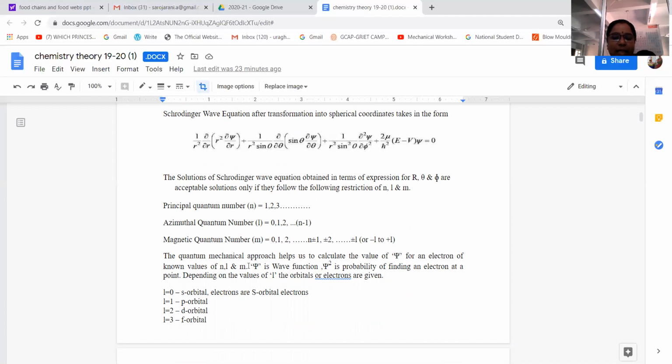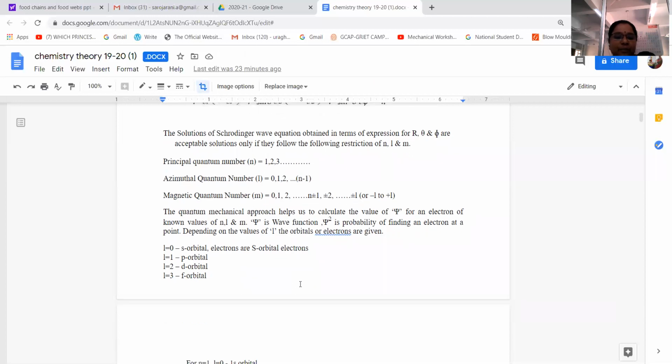The quantum mechanical approach helps us to calculate the value of psi for an electron of known values of n, l, m. Why should you learn all these quantum numbers? In order to calculate the value of psi and psi square. What is psi? I just explained: psi is the wave function. Psi square is the maximum probability of finding an electron at a point. So depending upon these values, the orbitals of electrons are given.